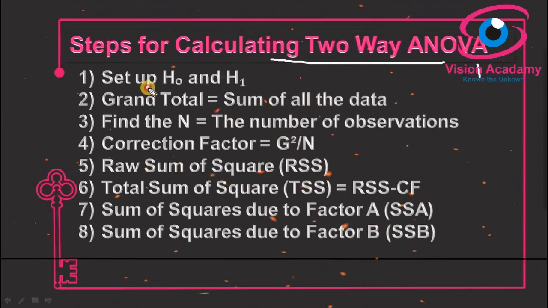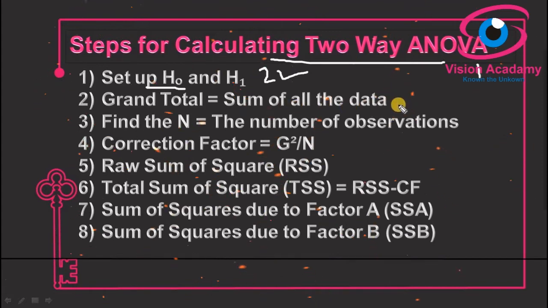First, set up the null and alternative hypotheses for both predictor variables. In two-way ANOVA we have two predictor variables, so for both we have to formulate null and alternative hypotheses. If you want to learn how to formulate null and alternative hypotheses, please see my description box, there is a video on formulation of hypothesis.